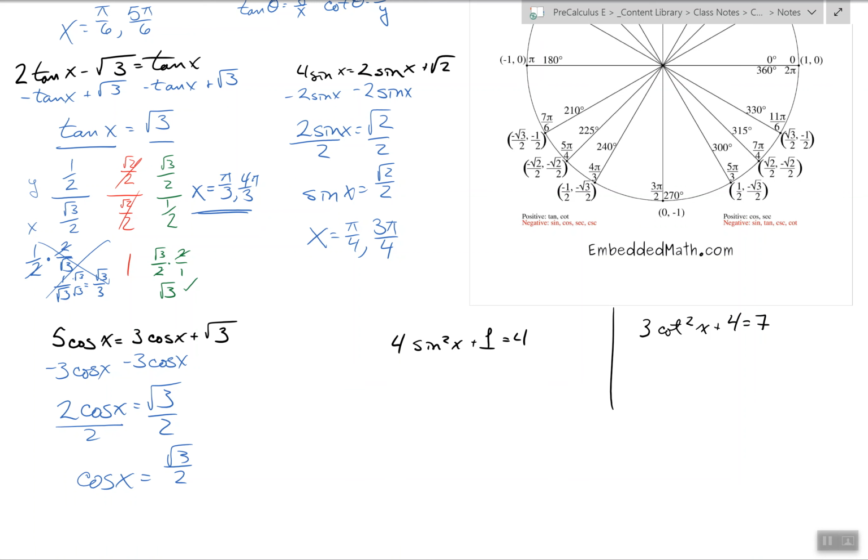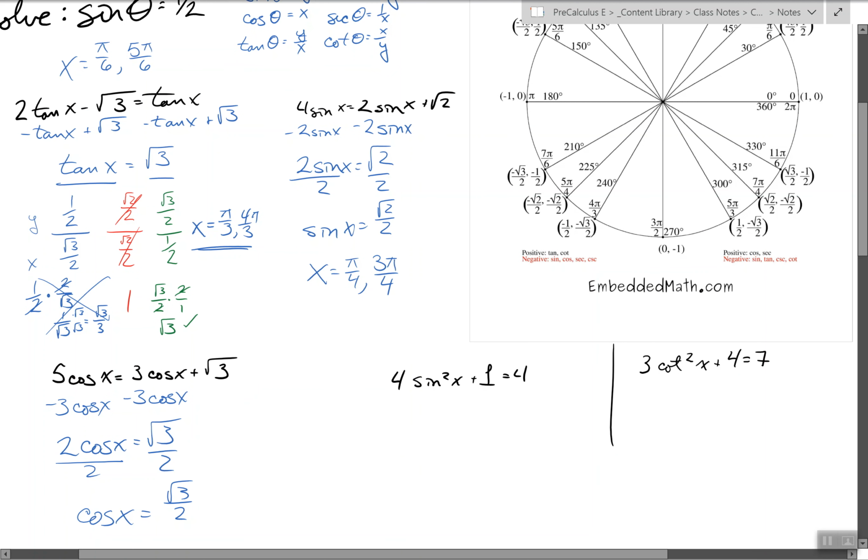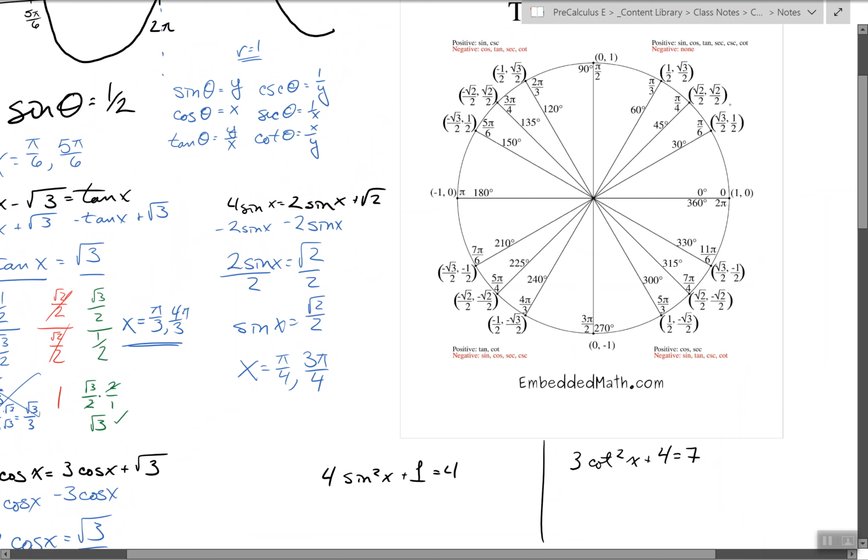Different coordinate that we need to find, we're looking for square root of 3 this time, and different trig function, we have cosine, which from our chart is the x-coordinate. So we are looking for the x-coordinate to be positive square root of 3 over 2. That occurs for the first time here at pi over 6, so that works.